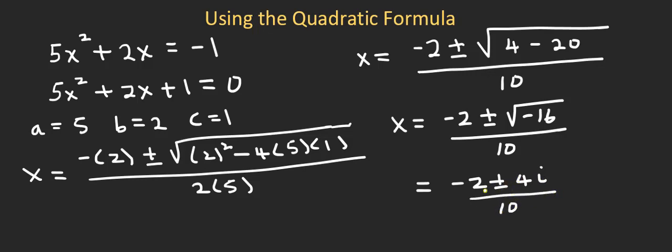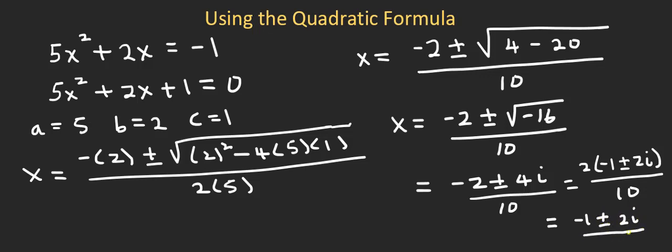Okay, now we're going to reduce this. So what you want to do is factor out the 2. Again, 2 and 10 cancel out. So you get 1 and 5. So you end up getting negative 1 plus or minus 2i all over 5.